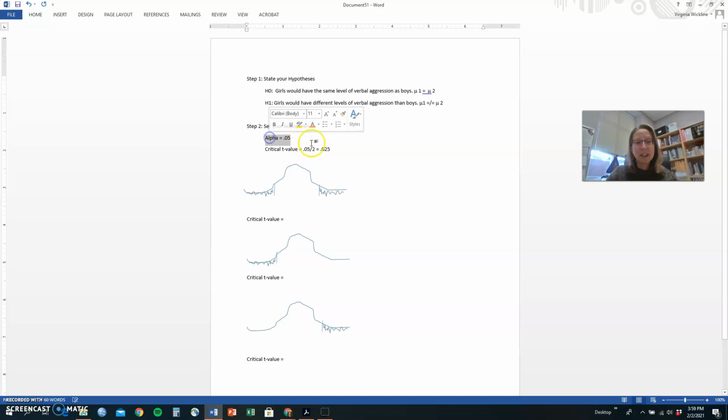Once we've set our alpha level, we can figure out our degrees of freedom, which is how many scores can vary, and we would still come up with the same means for each group.